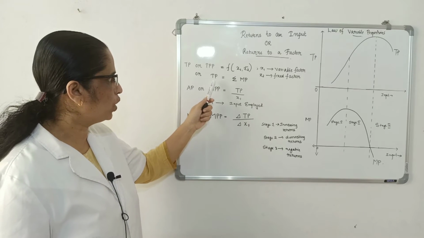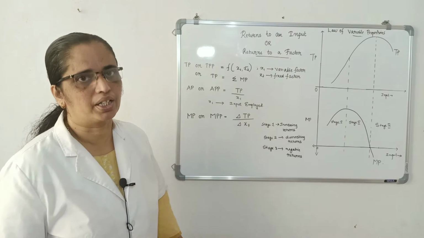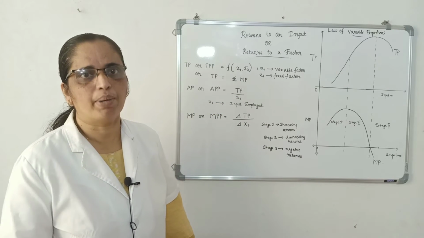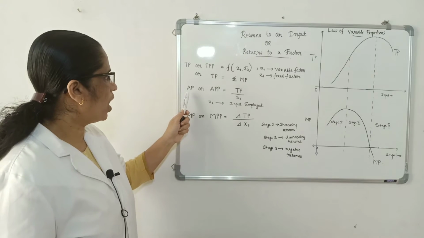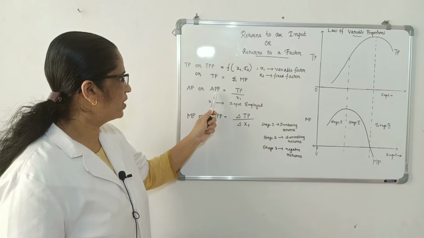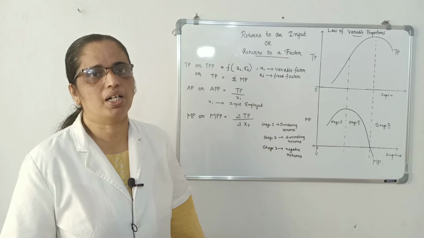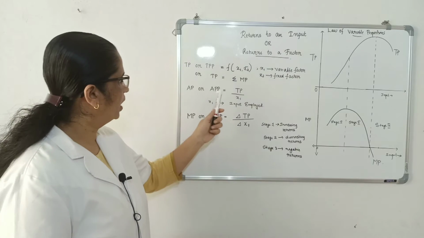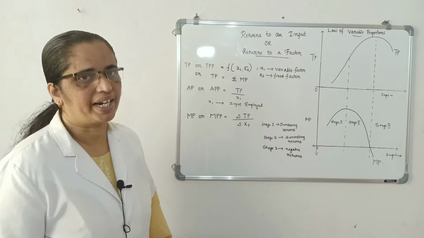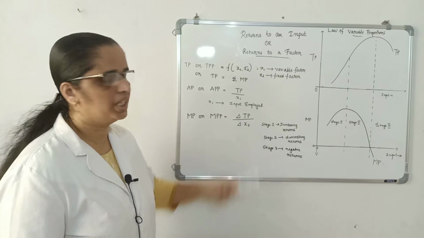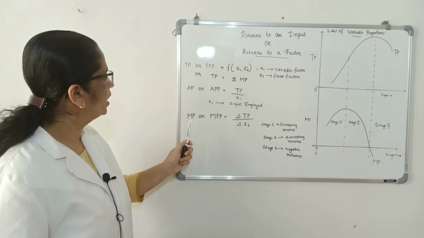Or you can show total product is equal to sigma marginal product. You know that if you add marginal, you will get total. Now, average product or average physical product. It is also known as average returns to an input. It is equal to total product divided by x1. x1 here is the input employed. Okay?